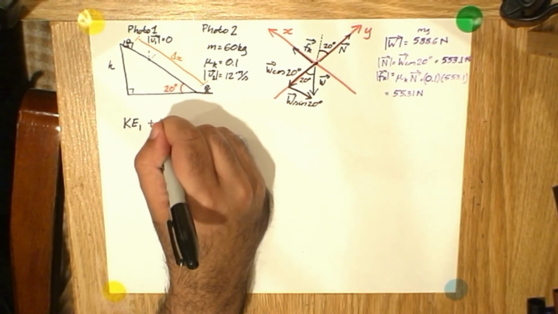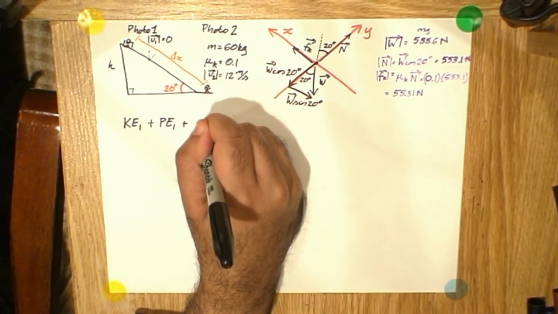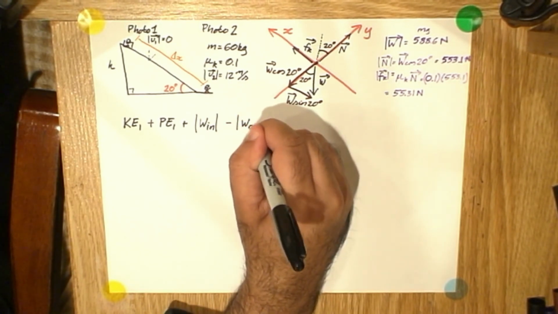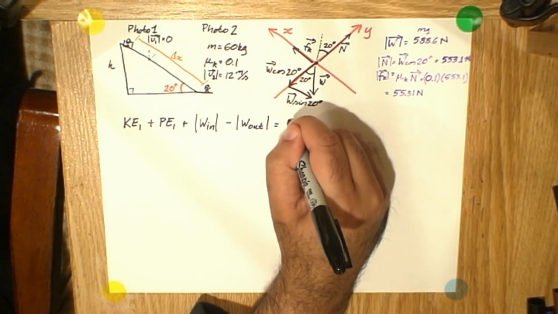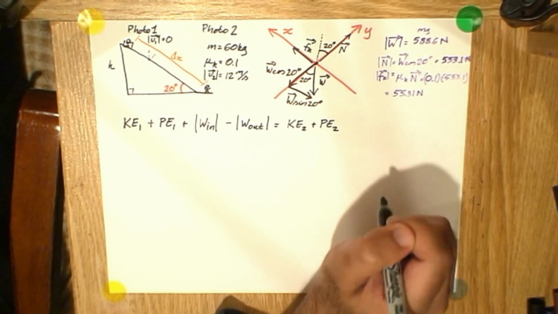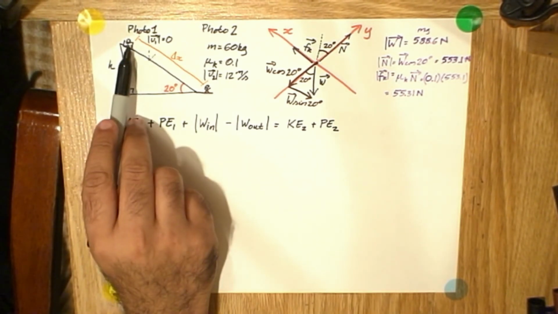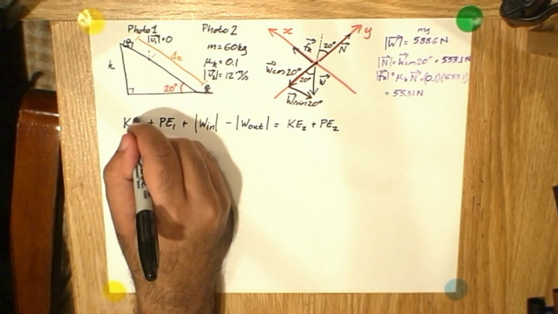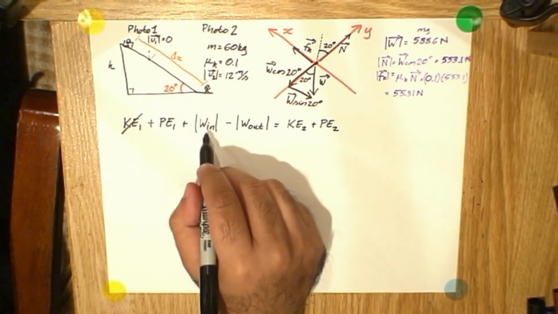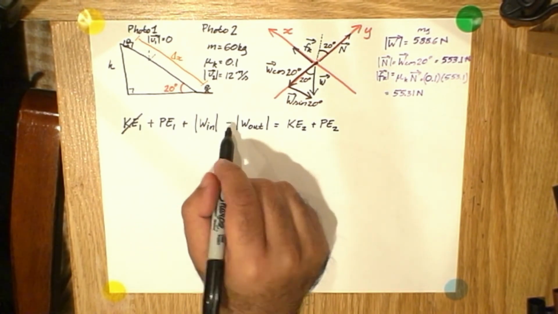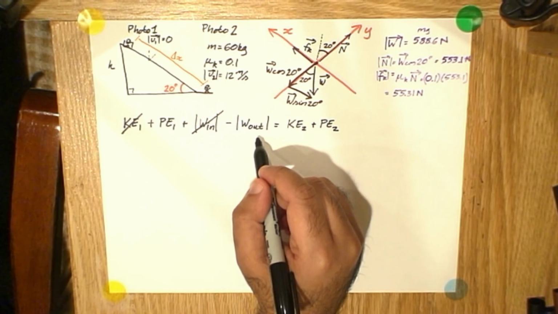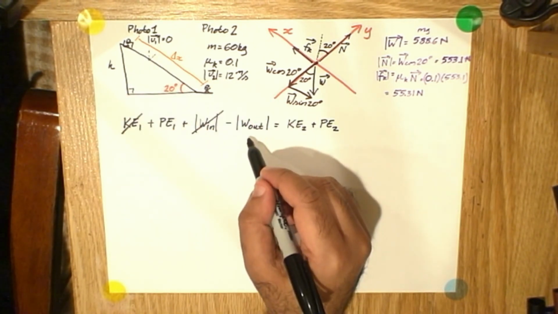KE1 plus PE1 plus any energy which was gained from work minus any energy that was lost through work is equal to KE2 plus PE2. Initially, our skier is not moving. KE1 is 0. But they do have potential energy. We need to work out how much. The work in is non-existent because our skier does not have any sources of energy. But they are going to lose energy through friction, so work out is present.